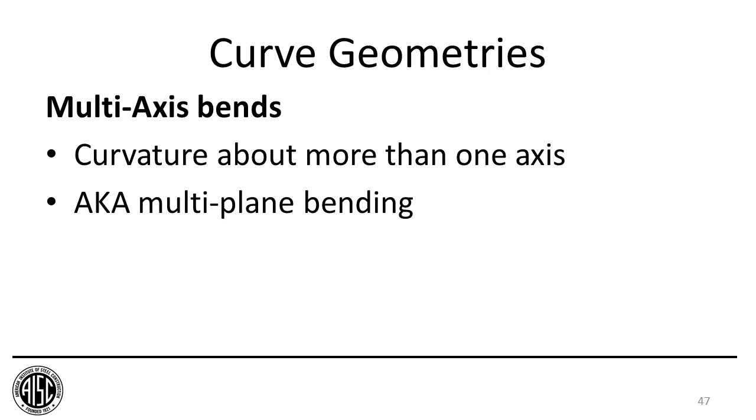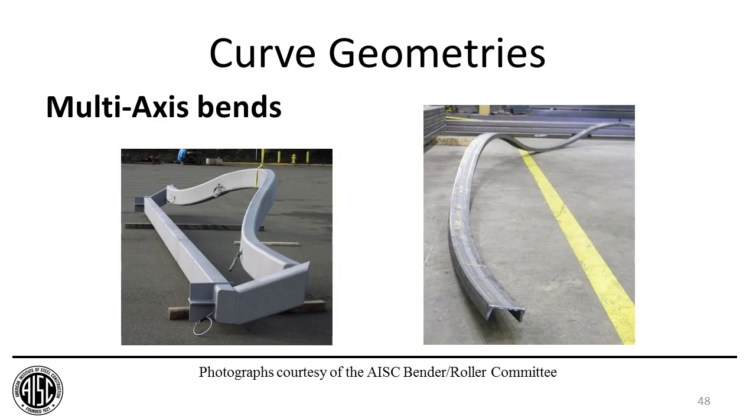All right, next up is multi-axis bends, and these are where you have curvature about more than one axis. It's otherwise known as multi-plane bending, and here's the type of curve that you're going to get.